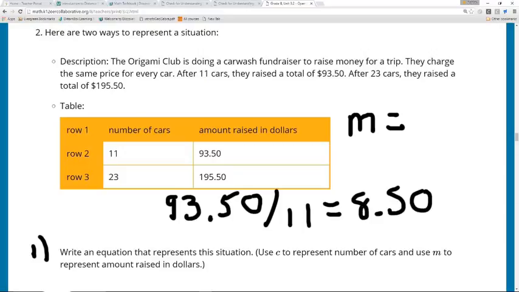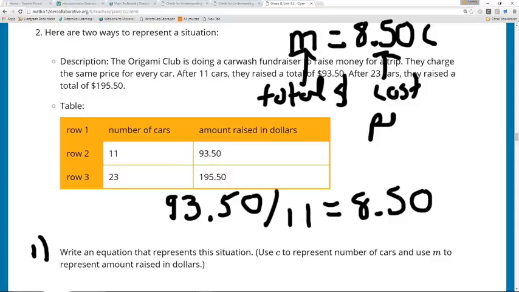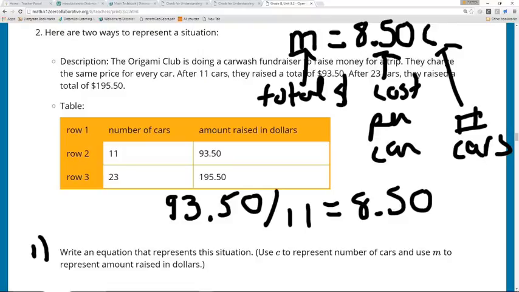So my equation is the amount of money is equal to $8.50 per car. I'd like to label this, so I'm going to move it a little bit so I have room to write. I want you to label as well with your green pen. And so this represents the total money, total dollars. This represents the cost per car. And this represents the number of cars. Please label. Okay, I'm done with number 1. Now I'm going to go to number 2.